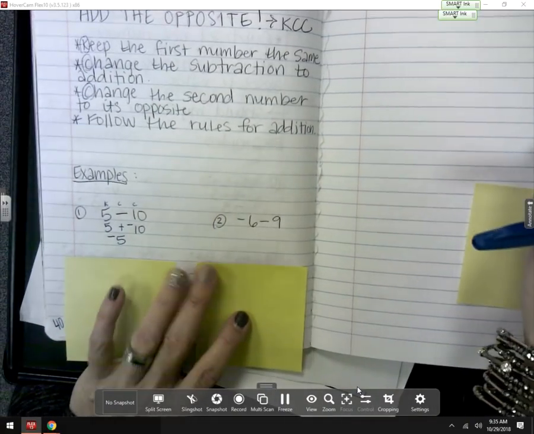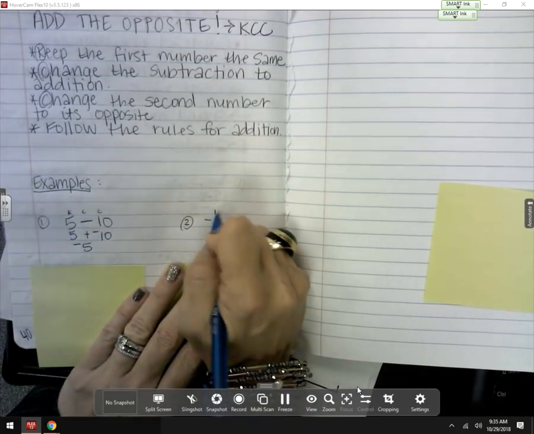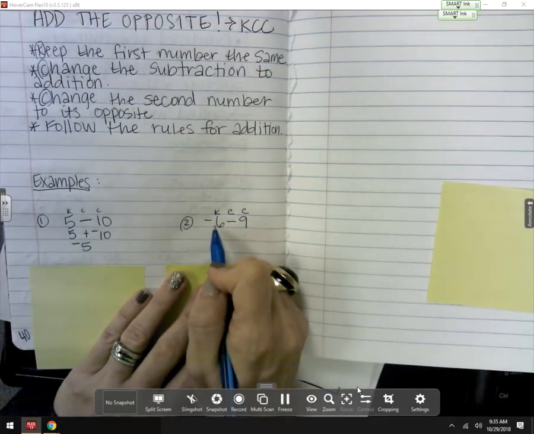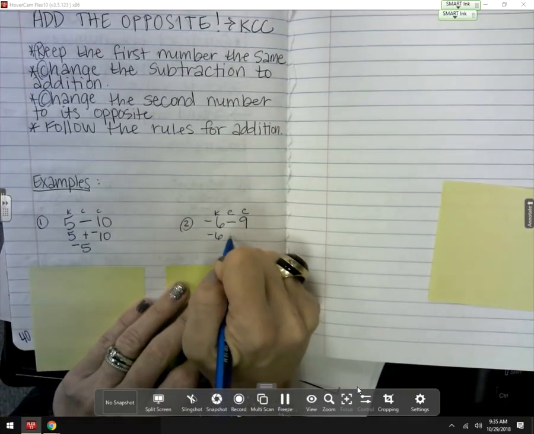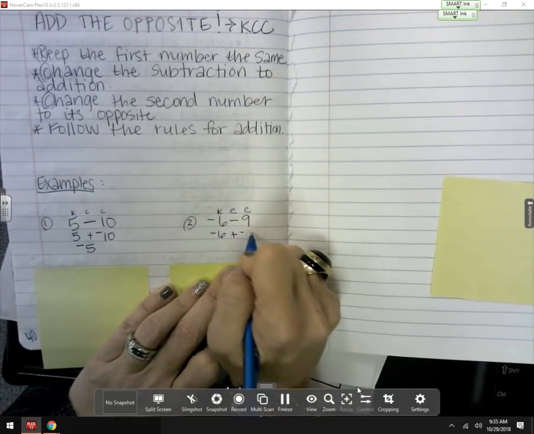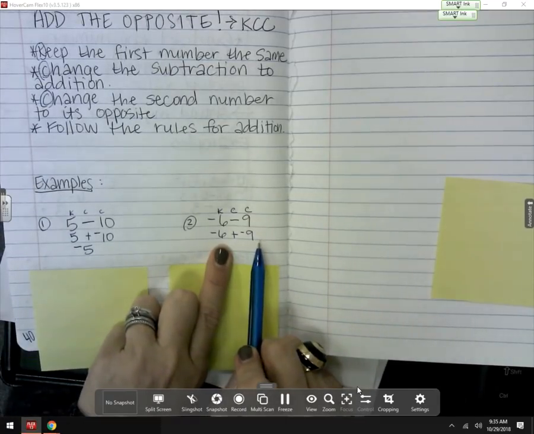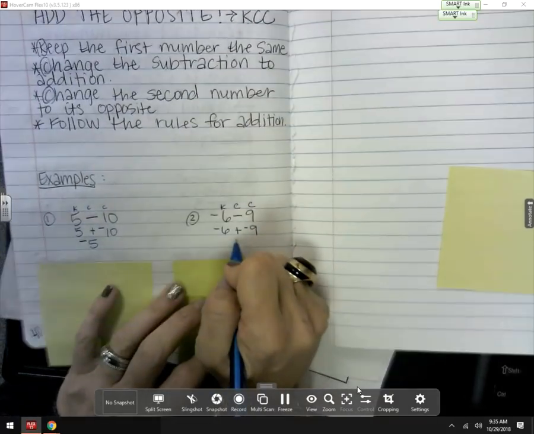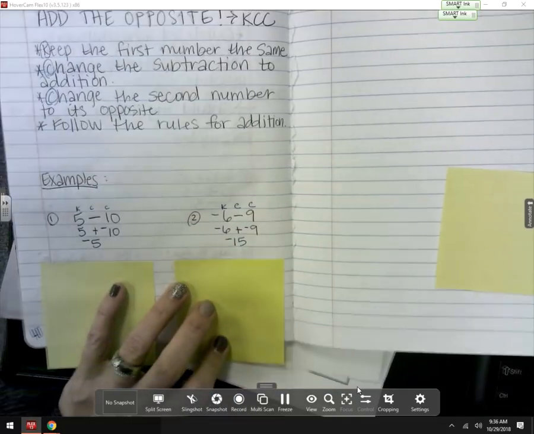Next example, we have negative 6 minus 9. We're going to write our KCC up above it, and then we're going to rewrite it. This negative 6, we're going to keep. We're going to change this subtraction to addition, and then change this 9 to its opposite, which is negative 9. Now I follow my rules for addition. Remember, when my signs are the same, I add them together and then I keep the sign. 6 plus 9 is 15. And since they're both negative, that's going to be negative 15.